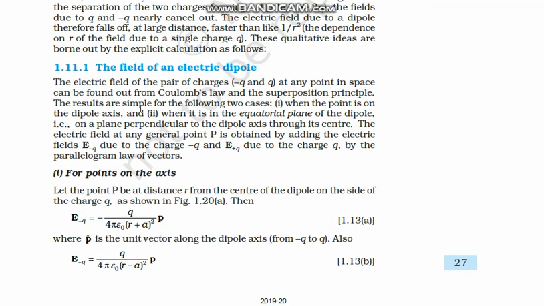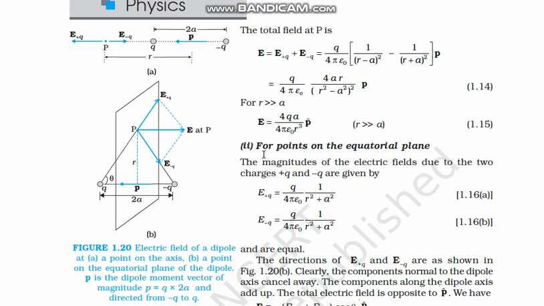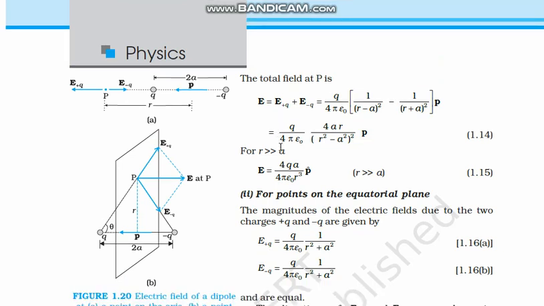Now, the field of an electric dipole, the electric field of this pair of charges, can be calculated in two ways. First, for points on the axis. This is the first condition, and there is another condition for points on the equatorial plane. There are two conditions, so we will calculate the electric field in both cases. First, let us understand what the cases are.